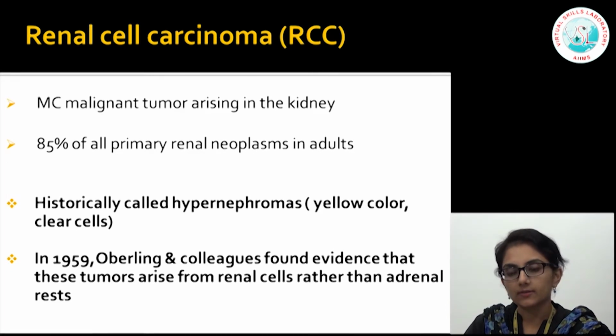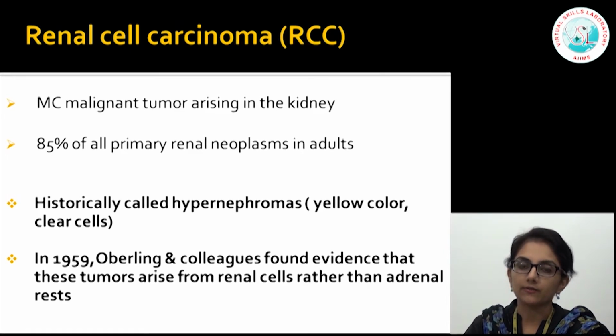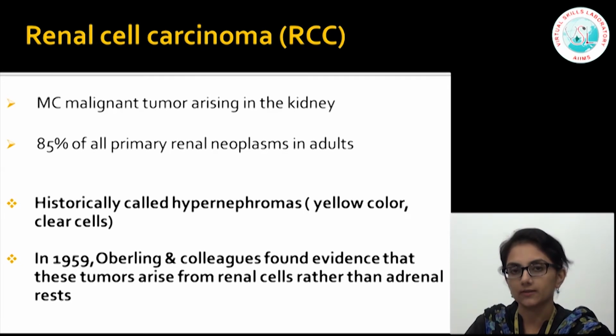Renal cell carcinoma is the most common malignant tumor arising in the kidney, and it contributes to 85% of all primary renal neoplasms in adults. Initially, it was considered to have an origin in adrenal rests within the kidney, which is why it was called hypernephroma. This was, of course, because of the yellow color of most of the RCCs. But in 1959, Oberling and colleagues determined that these tumors arise from renal cells rather than from adrenal rests.